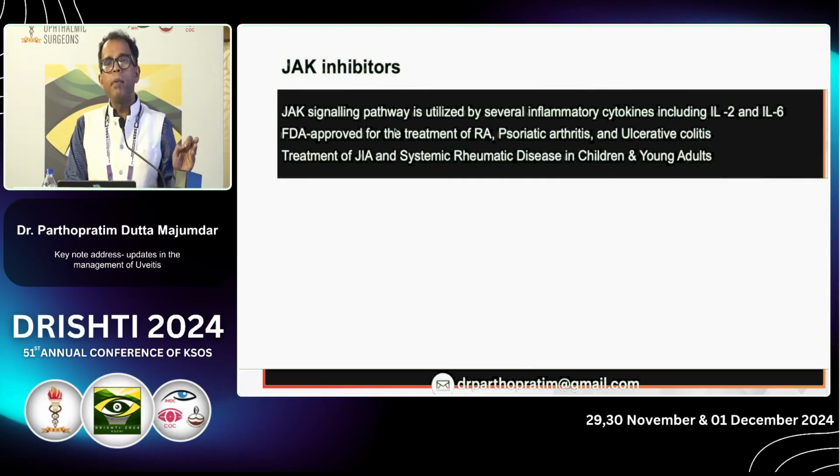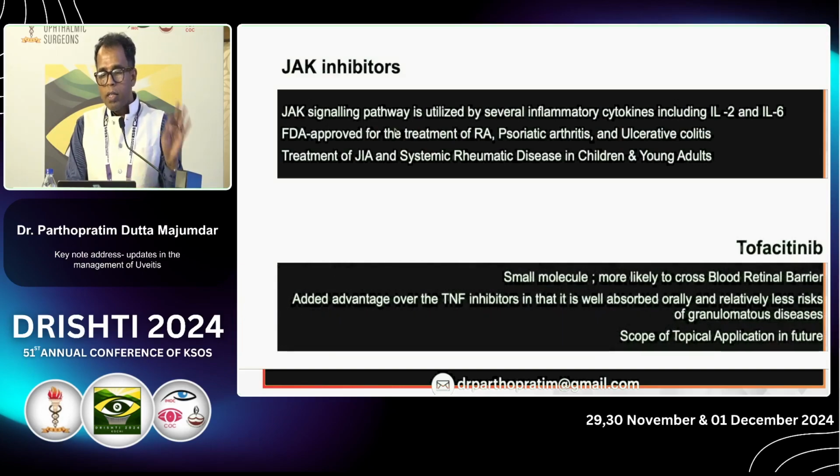Now there is another molecule which has emerged as a poor man's biological, you can call it the JAK inhibitor. JAK signaling, again I am not going into that, is another pathway which is used in inflammation. So this drug actually prevents that pathway. It is FDA approved for rheumatoid arthritis, psoriatic arthritis and ulcerative colitis. So tofacitinib is a very useful molecule. It is very useful in exudative RD and various other conditions.